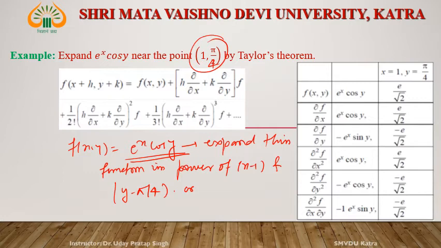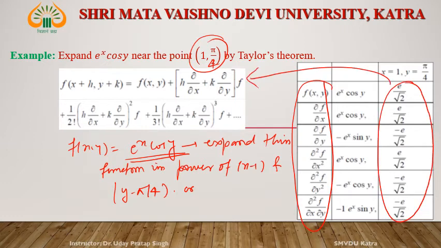Now putting all the values from here, these values in this formula, right? And what is h? H is x minus 1. What is k? Y minus pi by 4. Okay.